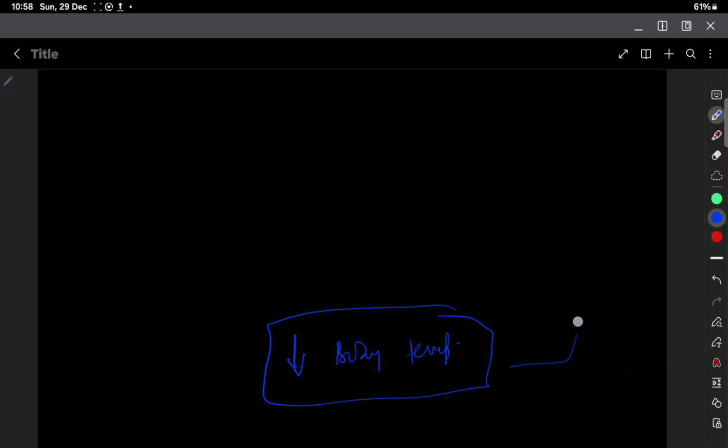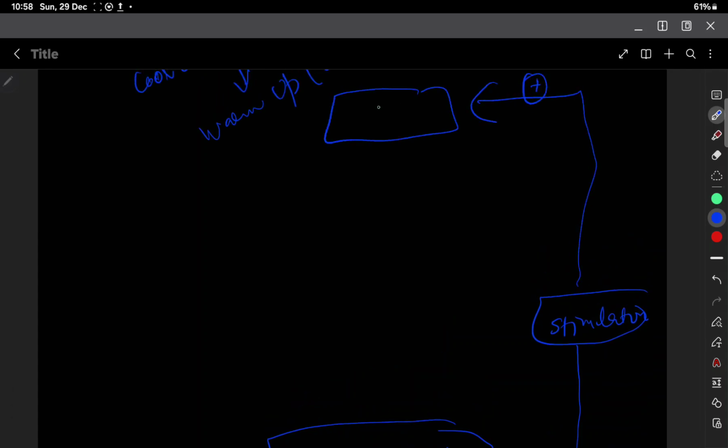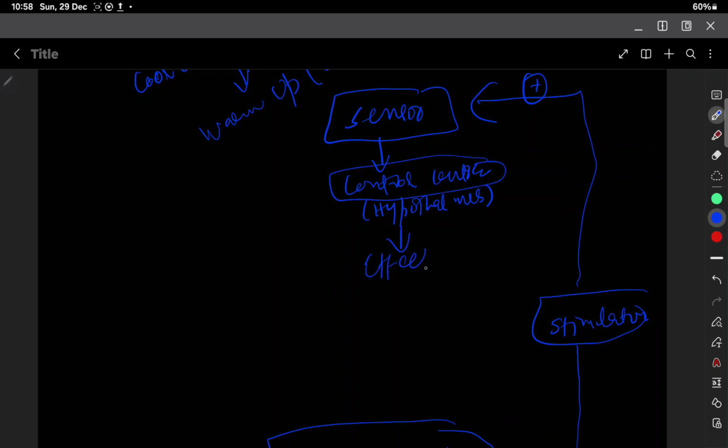When there is a decrease in the body temperature, there will be stimulation of sensors. It will stimulate, meaning positive. It will stimulate the sensors, the specialized temperature-sensitive nerve endings. The nerve endings will be stimulated and send the information to the control center, which is a group of cells present in the hypothalamus in case of temperature. Then this control center will send information to the effector.